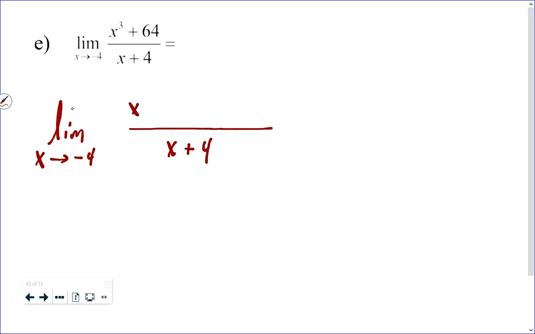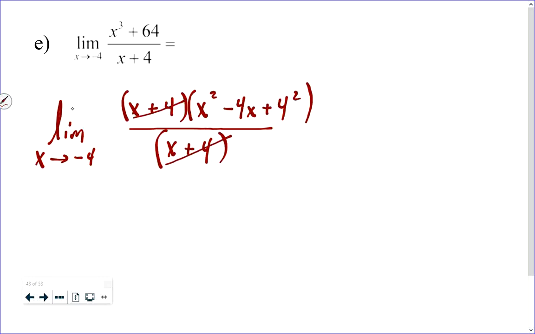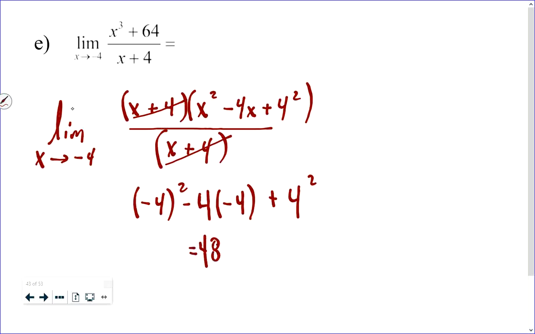The numerator is a sum of cubes, x cubed plus 4 cubed. So it factors into x plus 4 times x squared minus 4x plus 4 squared. The x plus 4's cancel. Now you're free to put negative 4 in. So we would have negative 4 squared minus 4 times negative 4 plus 4 squared. You're going to get 16 plus 16 plus 16. The limit is 48.